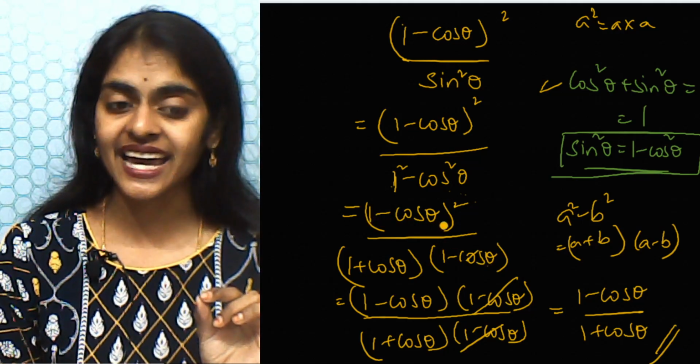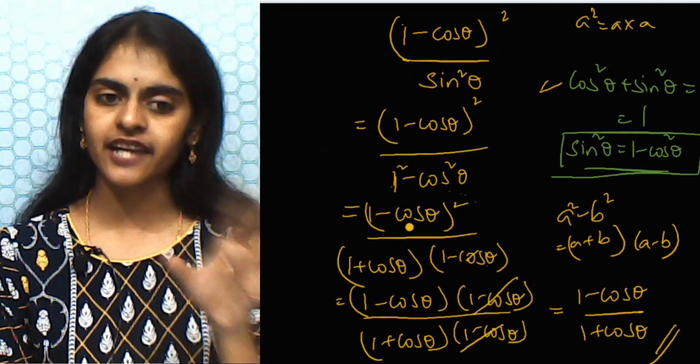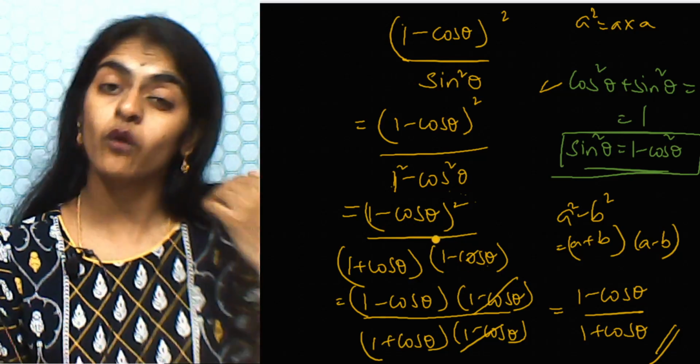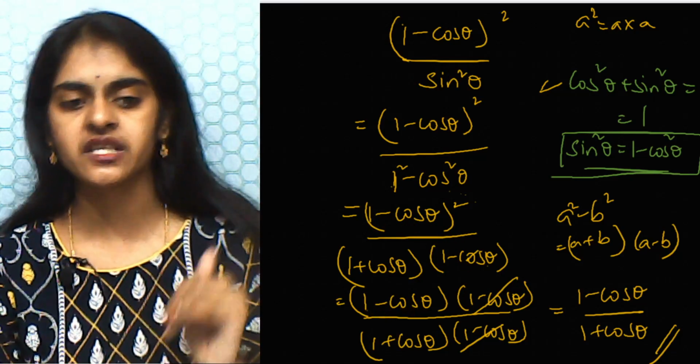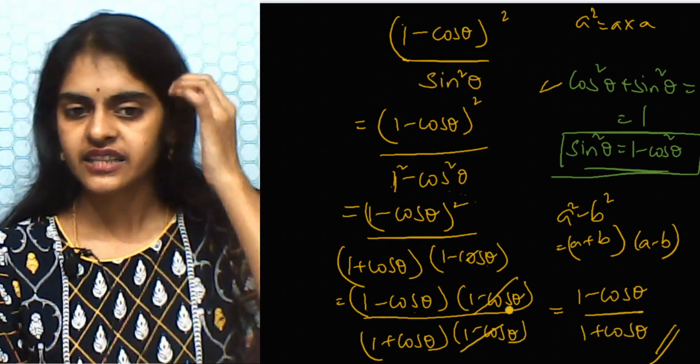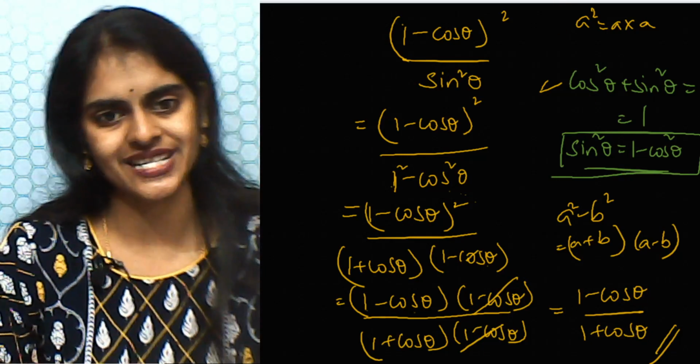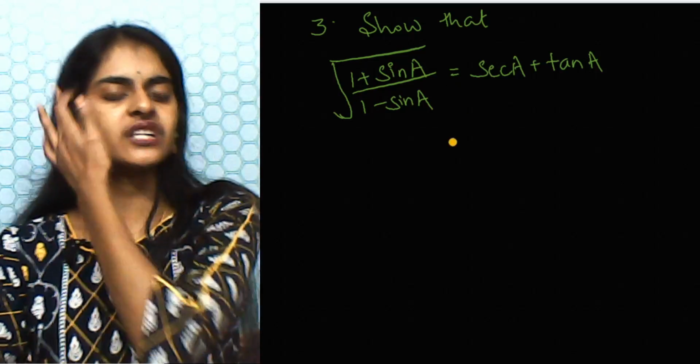Now this is like a square. You can write it as a into a. Okay, 1 minus cos theta into 1 minus cos theta. It is 1 minus cos theta whole square, so you can write it as 1 minus cos theta into 1 minus cos theta. These two get cancelled and you have 1 minus cos theta divided by 1 plus cos theta. Okay, let us move on to the next one.